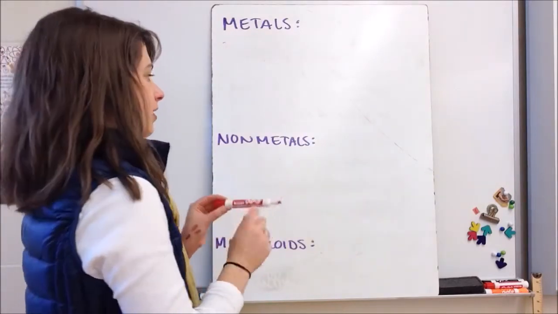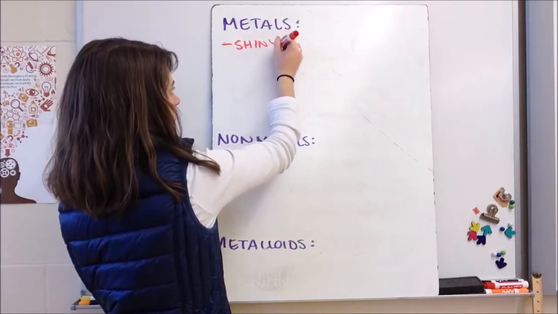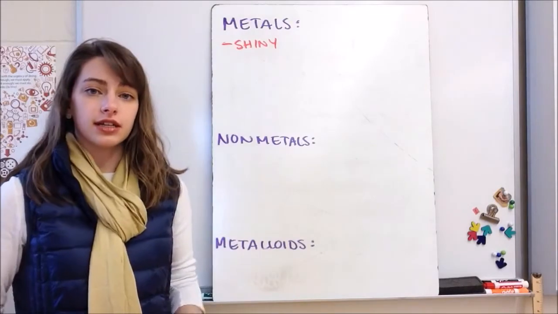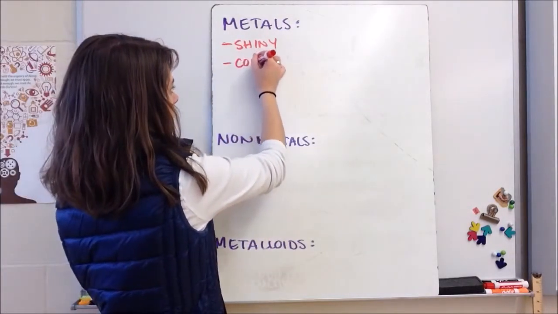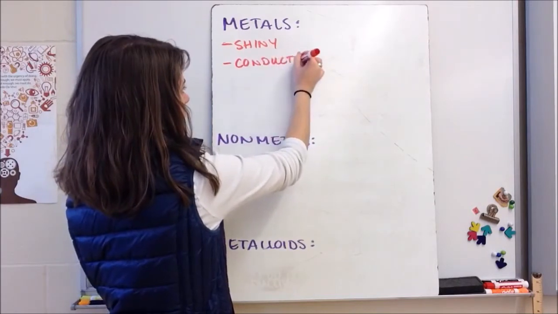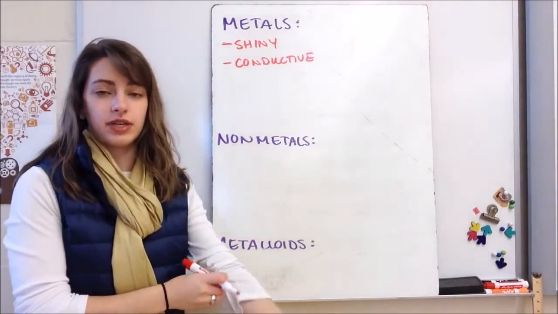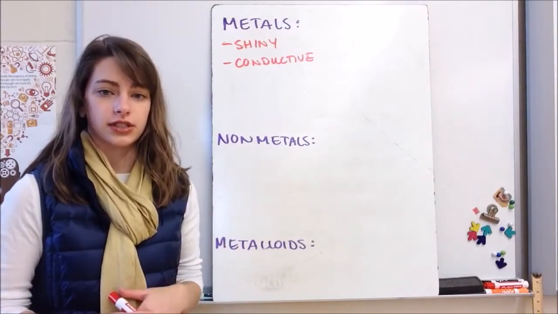Metals, when we look at them, we notice that they are shiny. So metals have a shiny appearance. We also tested their conductivity. Metals can conduct electricity. They are also good conductors of heat, but we tested their conductivity of electricity. So metals can conduct electricity.